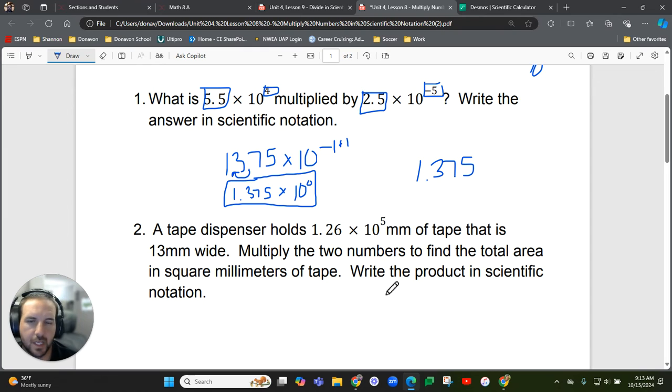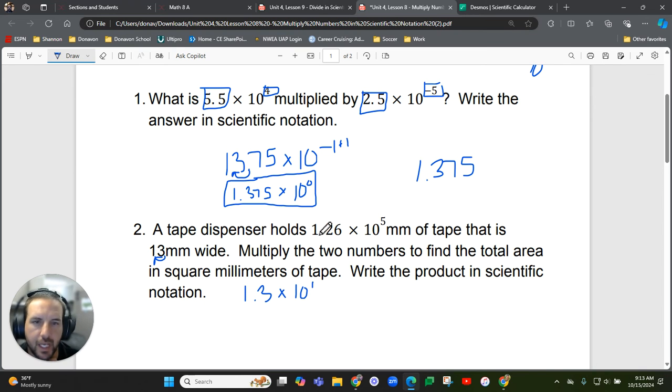It says a tape dispenser holds 1.26 times 10 to the 5th millimeters of tape that is 13 millimeters wide. Multiply the 2 numbers to find the total area in square millimeters of tape, and write the product in scientific notation. We're just multiplying these 2 numbers, and we could do this in a couple of different ways. We could convert to decimal notation, or we could convert 13 to scientific notation, which is pretty simple: 1.3 times 10 to the first power, because we move the decimal place over 1 place.